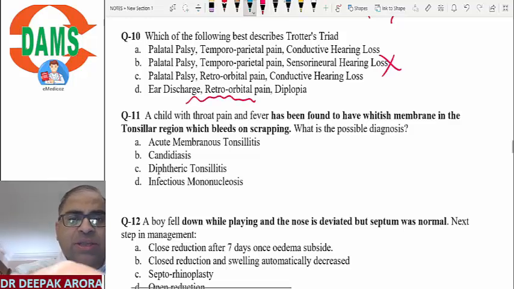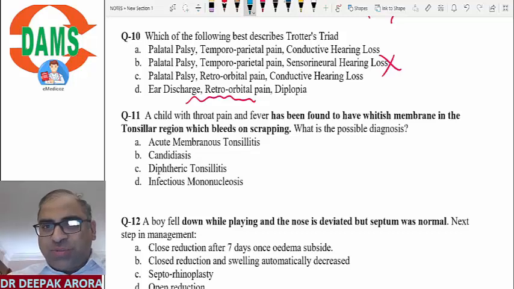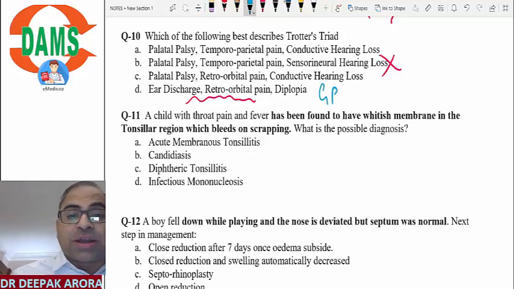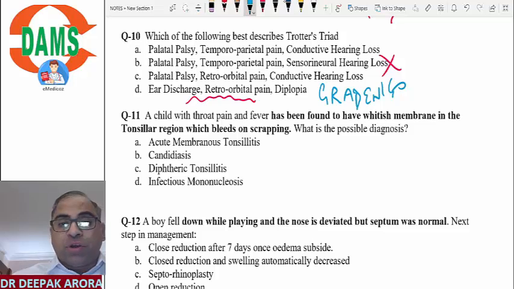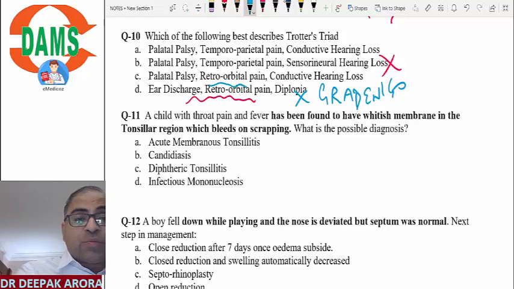Anyone who can tell me what is this combination? You should think in your mind. It is Gradenigo triad. It is not Trotter's triad. It is in petrous bone involvement. So this option is for petrous bone involvement. Now the option is A or C. Retroorbital pain is more in favor of petrous bone involvement.